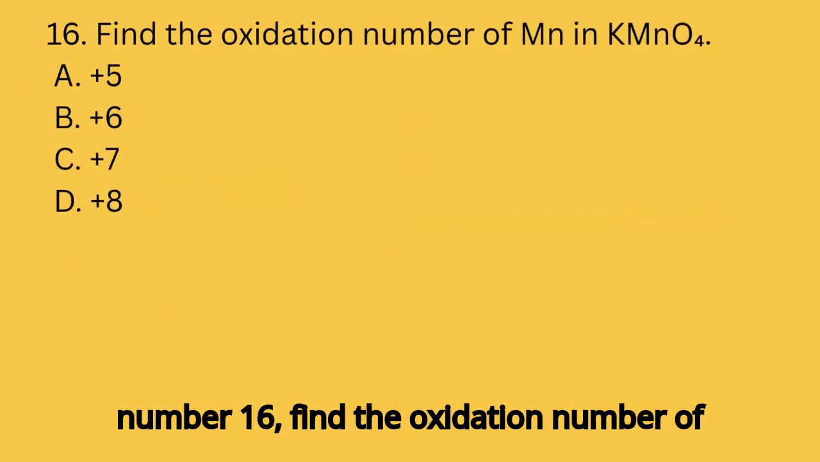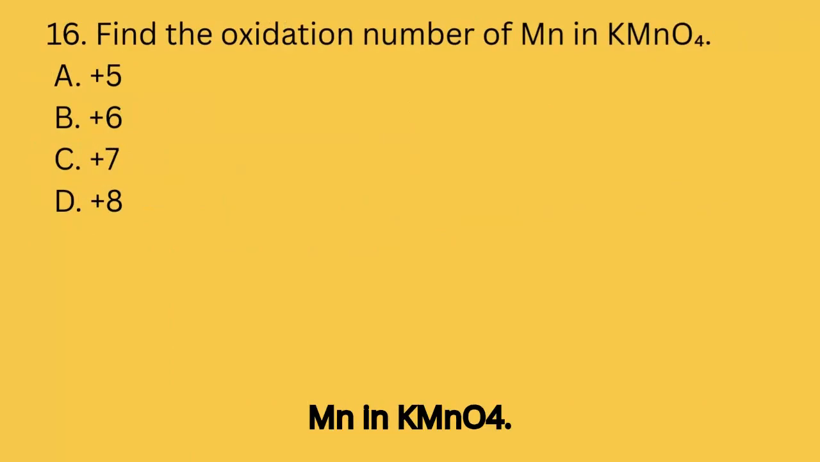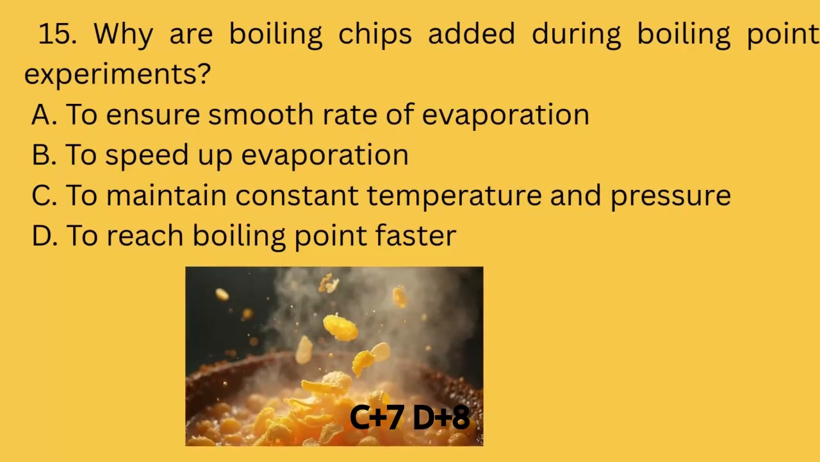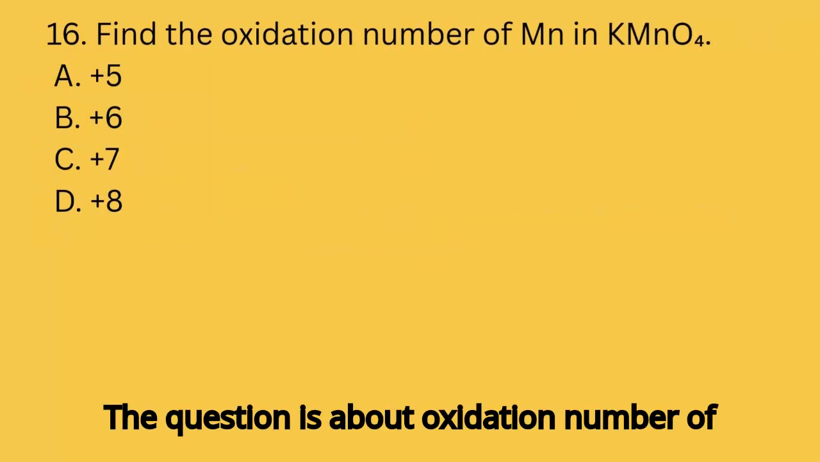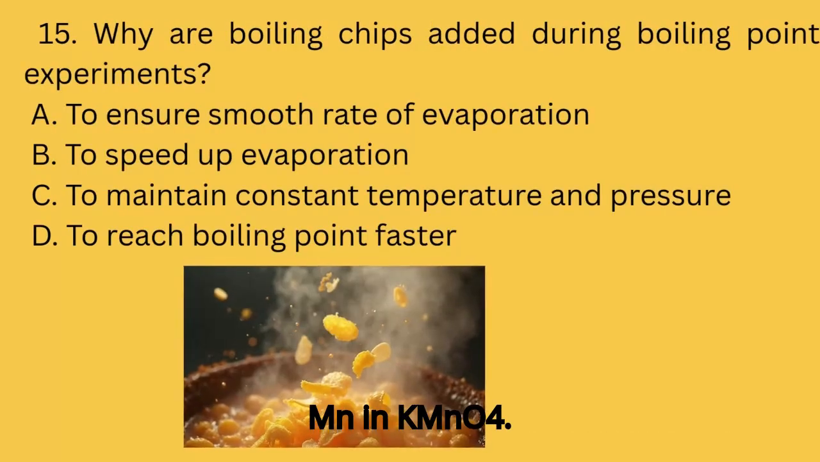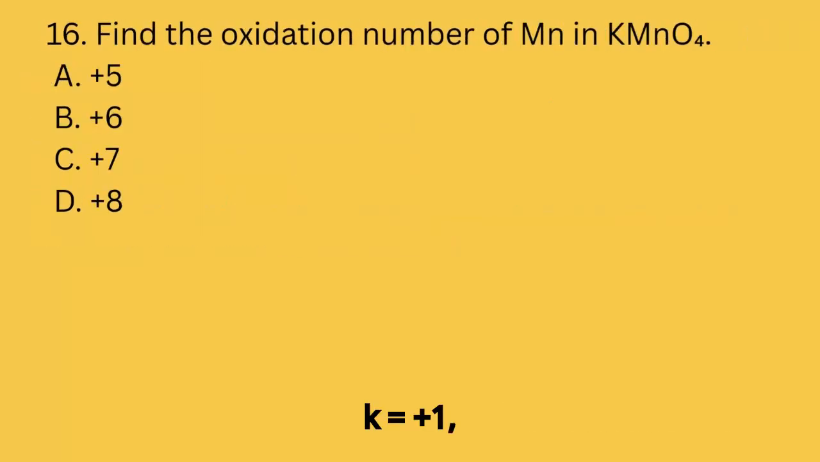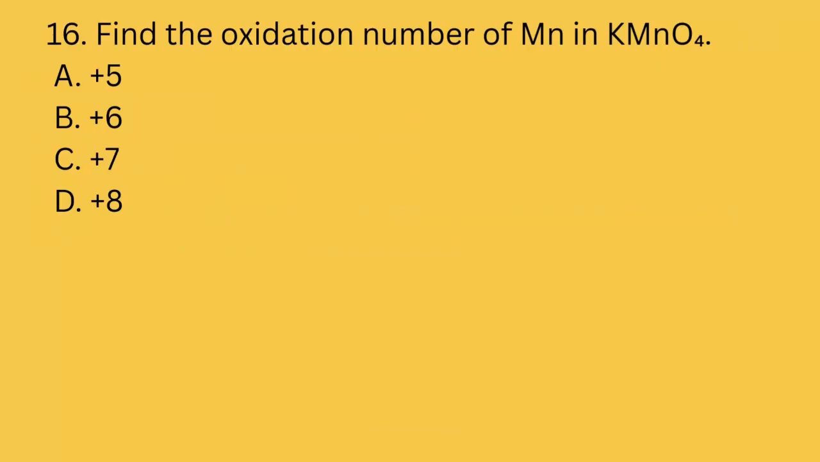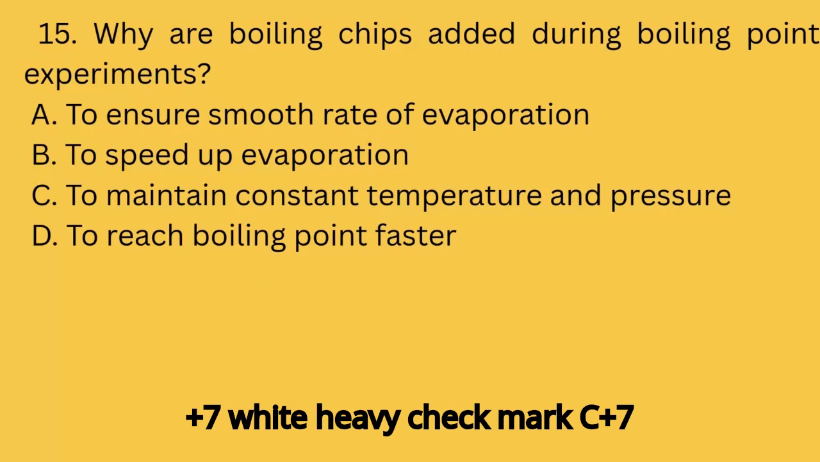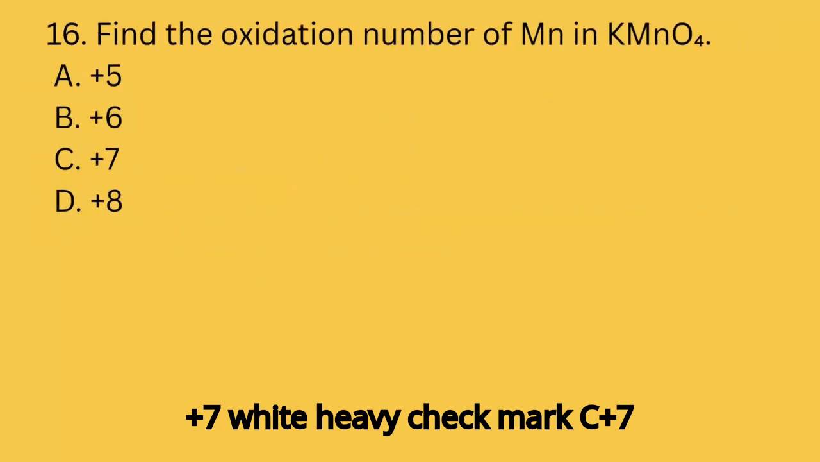Question number 16. Find the oxidation number of Mn in KMnO4. A. +5. B. +6. C. +7. D. +8. The question is about oxidation number of Mn in KMnO4. Explanation: K equals +1. O equals −2 times 4 equals −8. Equation: +1 + x − 8 = 0, so x equals +7. Answer: C, +7.